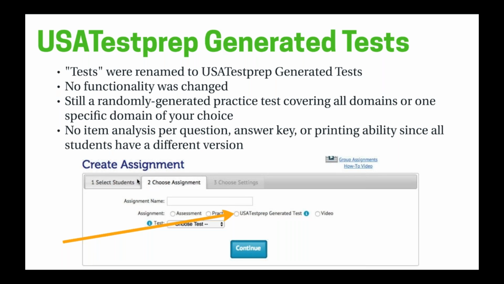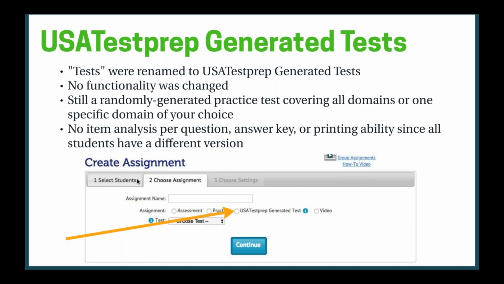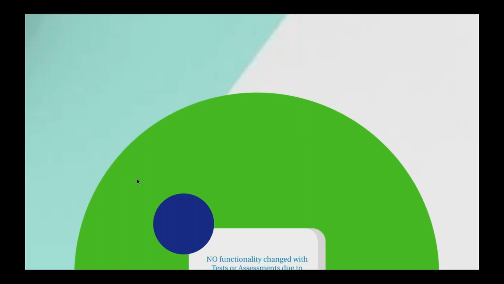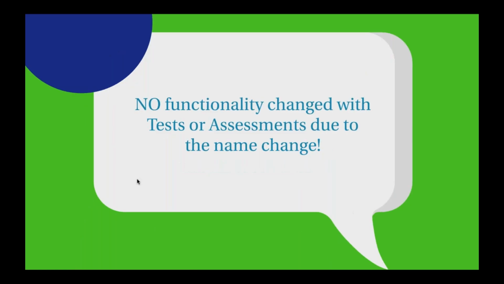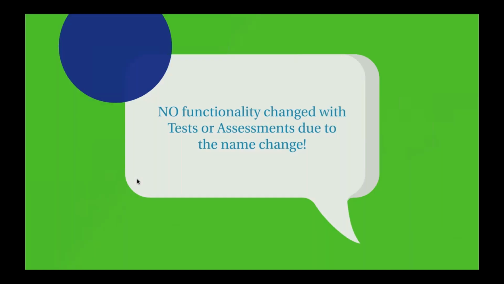The flip side is that you don't have to create those tests because they are generated for you. But if you are looking for more data or the answer key or the ability to print, then you would definitely want to build an assessment and then assign that instead. But the key here is that no functionality changed when we renamed benchmarks to assessments or tests to USA Test Prep generated test. Nothing changed with how they work. It's just strictly the name.